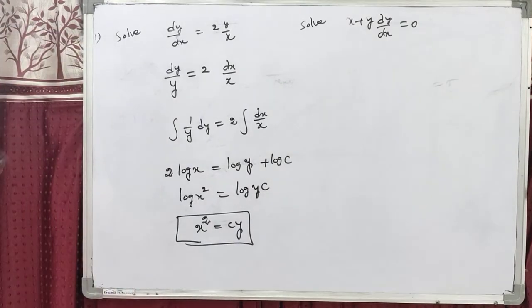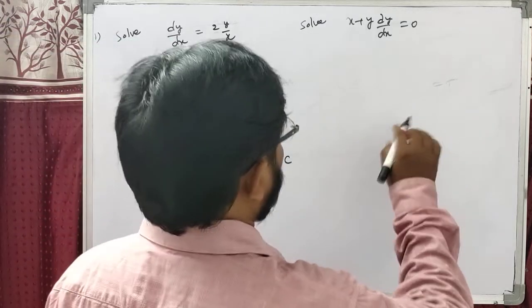Now solve the next question. x + y dy/dx = 0.